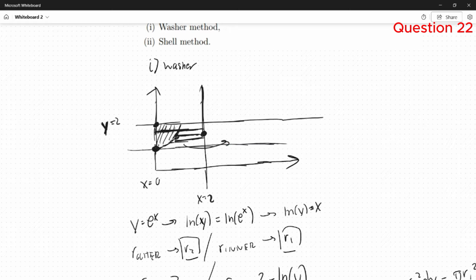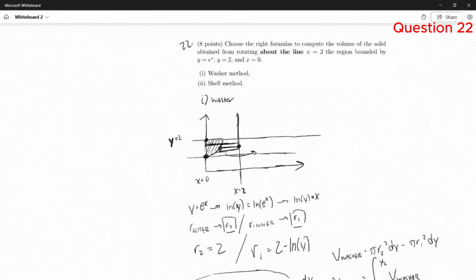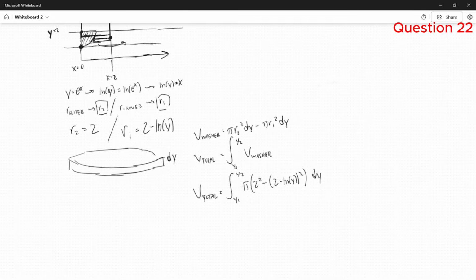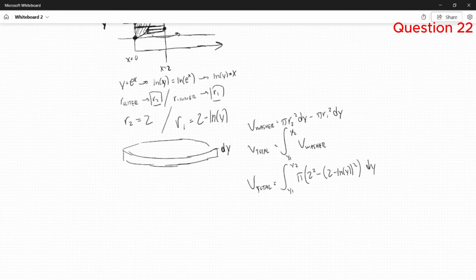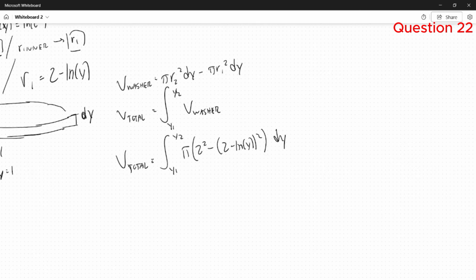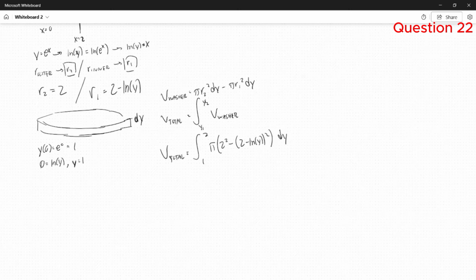To reach this point, x equals 0, so we just need to plug in x equals 0 into our original function. We can do it either way. y of 0 is equal to e to the 0, which is equal to 1, or actually 0 is equal to ln of y. ln of 1 is equal to 0, which means that y is equal to 1. So our two bounds for this problem would be 1 and 2 if done by the washer method.